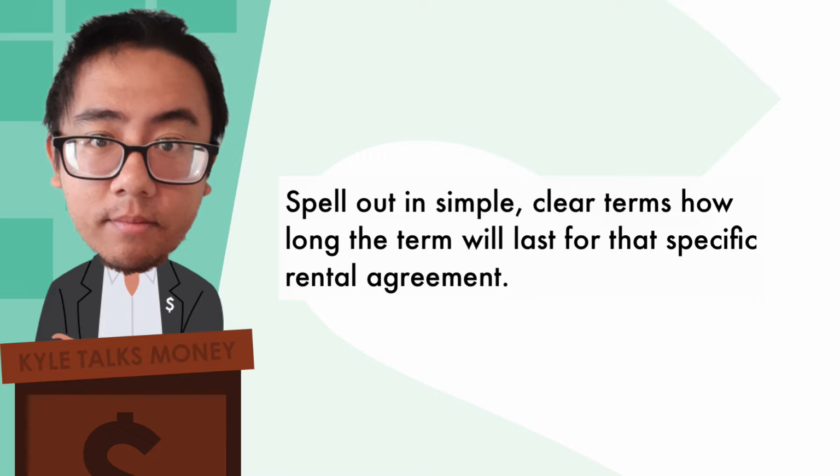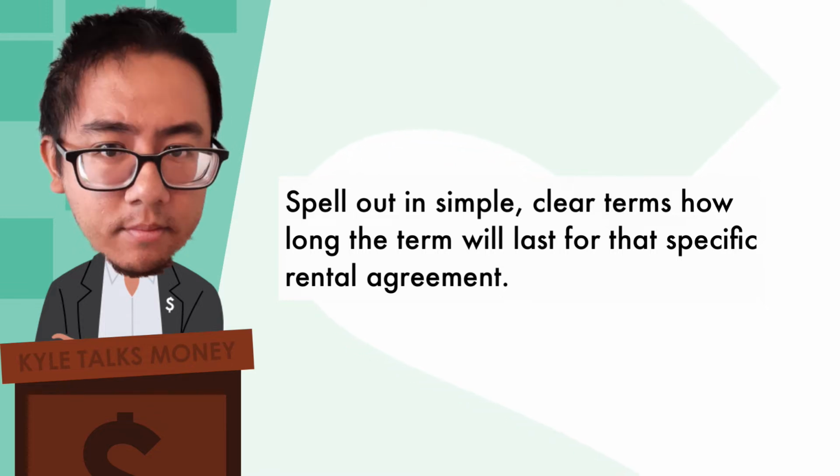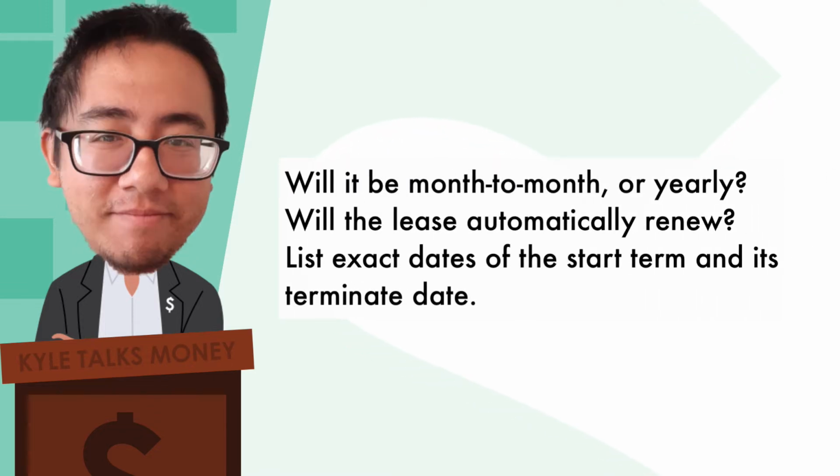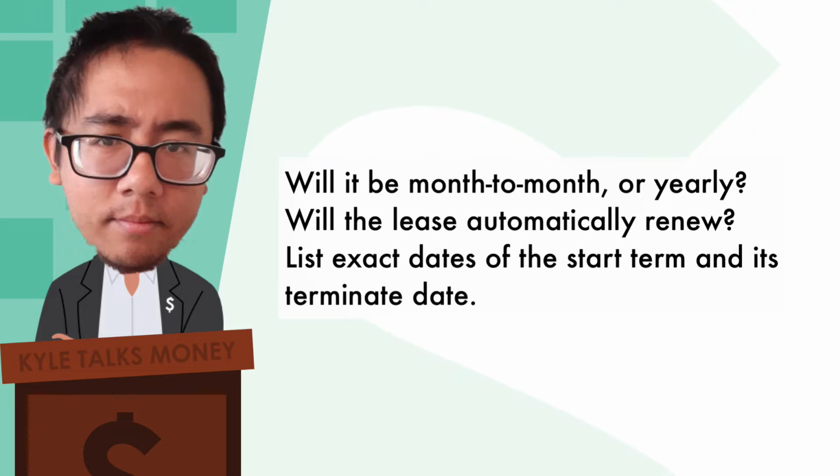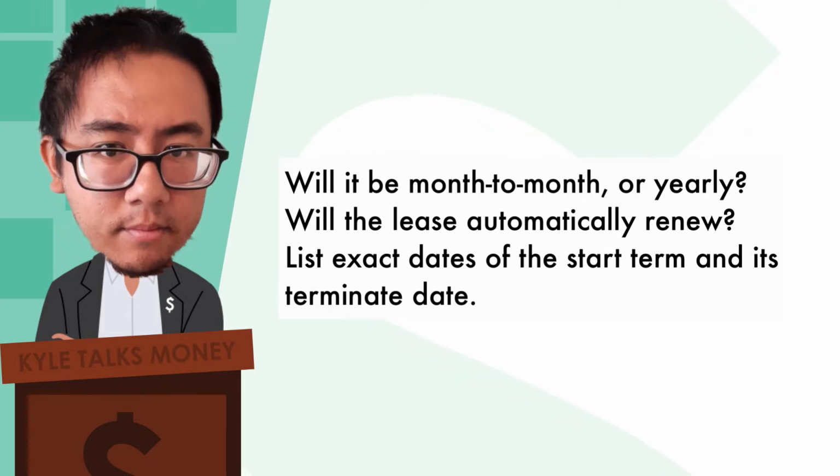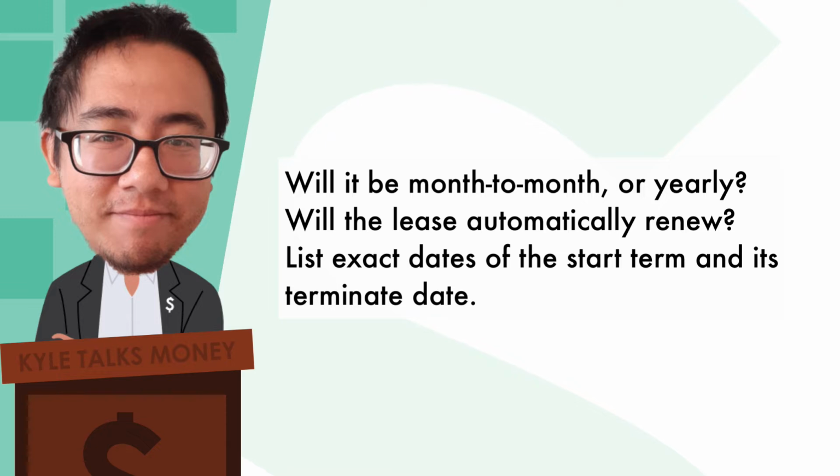Number 3, terms of the rental agreement. Spell out in simple, clear terms how long the term will last for that specific rental agreement. Will it be month to month or yearly? Will the lease automatically renew? List exact dates of the term start and its termination date.